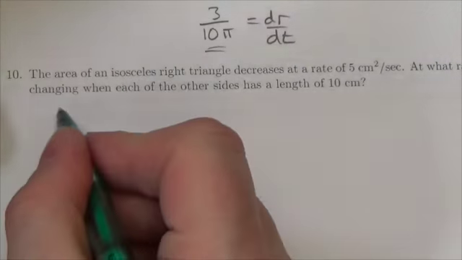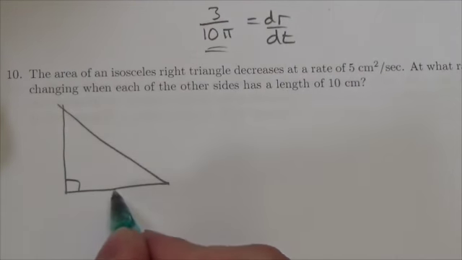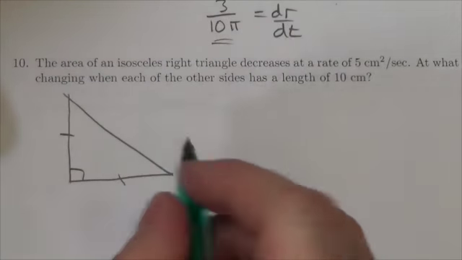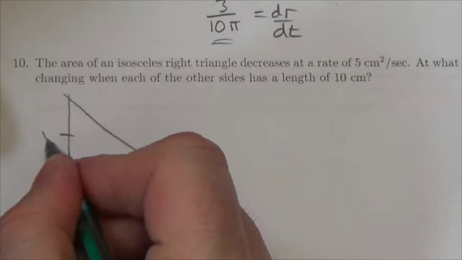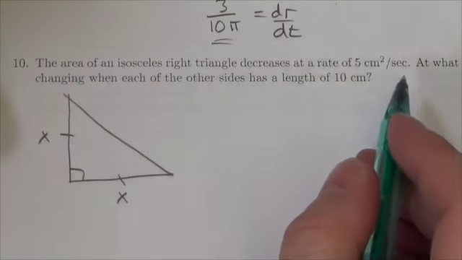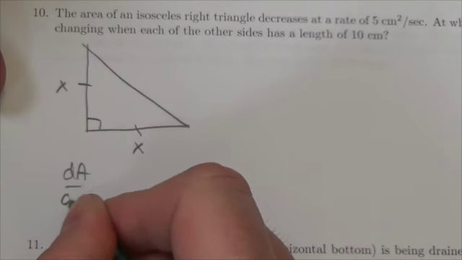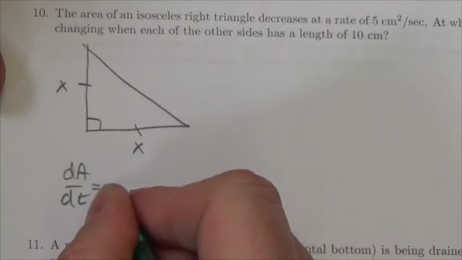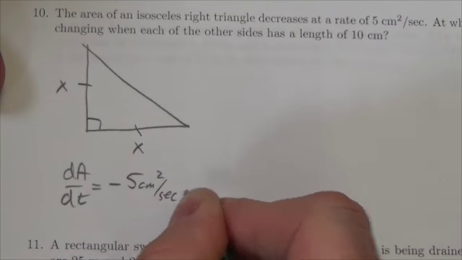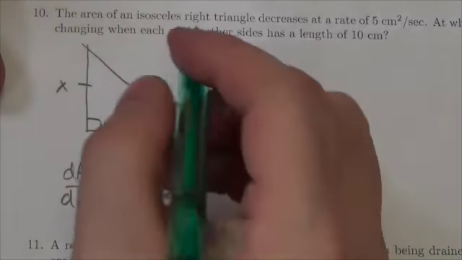An isosceles right triangle, this is what we're talking about, where this side and this side are identical. Just for argument's sake, let's call this x and x. It's an isosceles triangle, those have to be the same. Now what we're told here is that the area is decreasing, so dA by dt is negative 5 centimeters squared per second. We want to know at what rate is the hypotenuse changing.